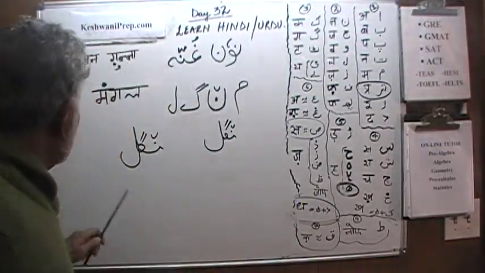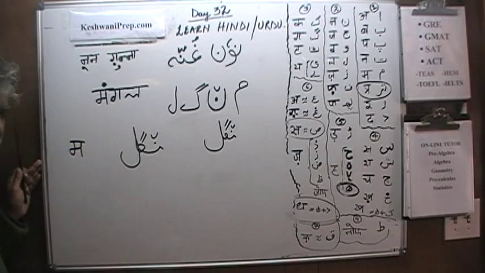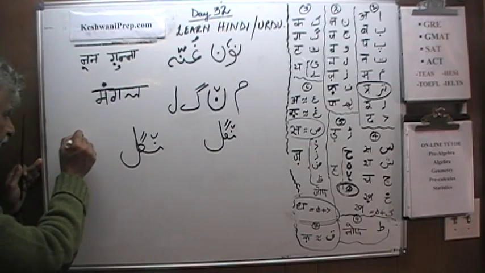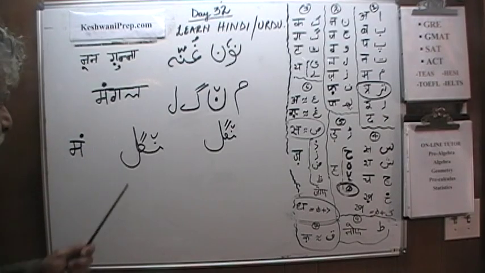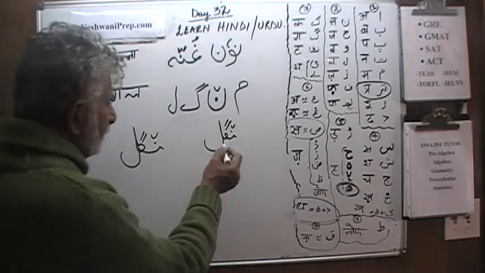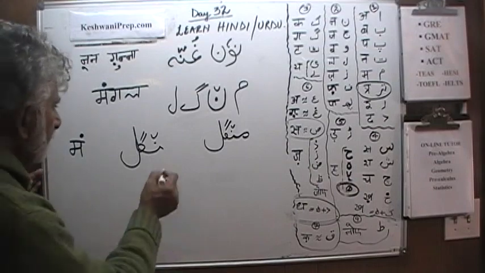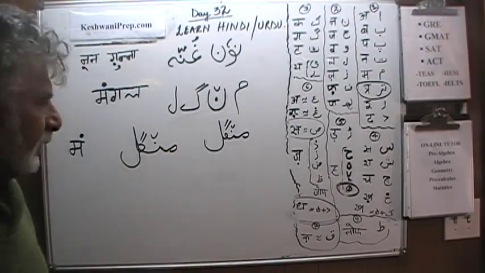This is just ma. But when you put a dot on top of it, it reads mangal. All we have to do is we just replace the j with a ma. Mangal. And mangal means Tuesday.